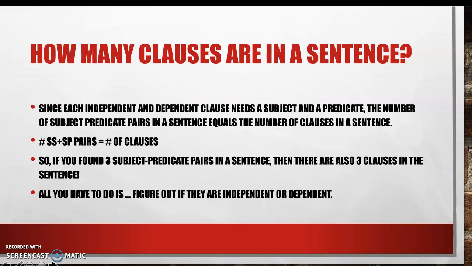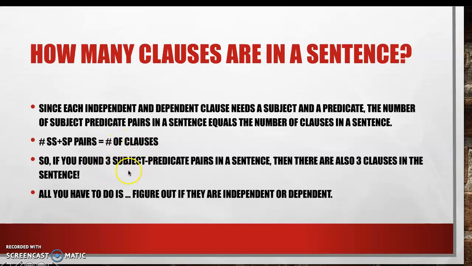All right, so how are you going to know how many clauses are in the sentence? When you look at a sentence, how do you know how many clauses you're trying to divide it up into? Well, the number of subject-predicate pairs equals the number of clauses. And if you think about it, that makes sense, since every dependent clause has to have a subject and a predicate, and every independent clause has to have a subject and a predicate. The number of subject-predicate pairs equals the number of clauses.